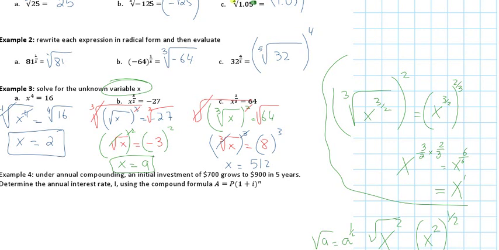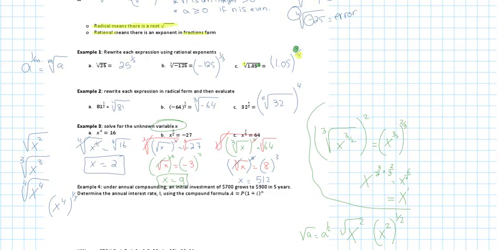Now let's see if I'm going to get the same answer if I do it the simpler way. Okay? So, my question is x to the power of 2 over 3 equals 64. The easier way says I have to raise it to the power of, what would I raise it to the power of? What's the reciprocal of 2 over 3? 3 over 2.